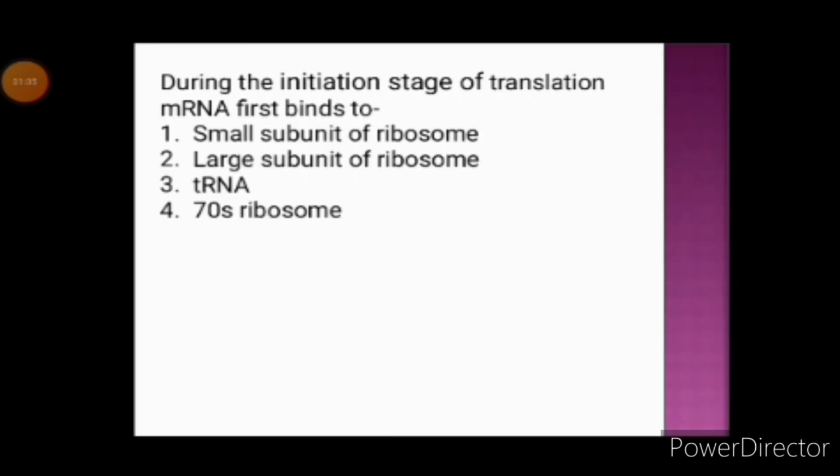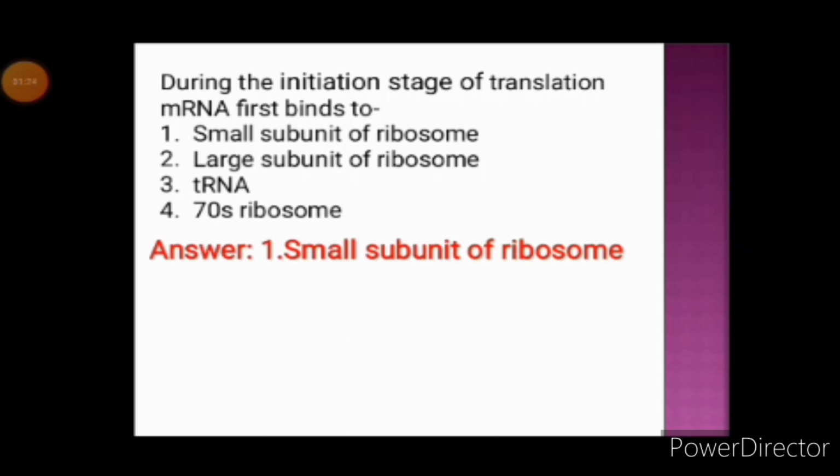The first question. During the initiation stage of translation, mRNA first binds to option 1 small subunit of ribosome, option 2 large subunit of ribosome, option 3 tRNA, option 4 70S ribosome. And the correct answer is option 1 small subunit of ribosome.